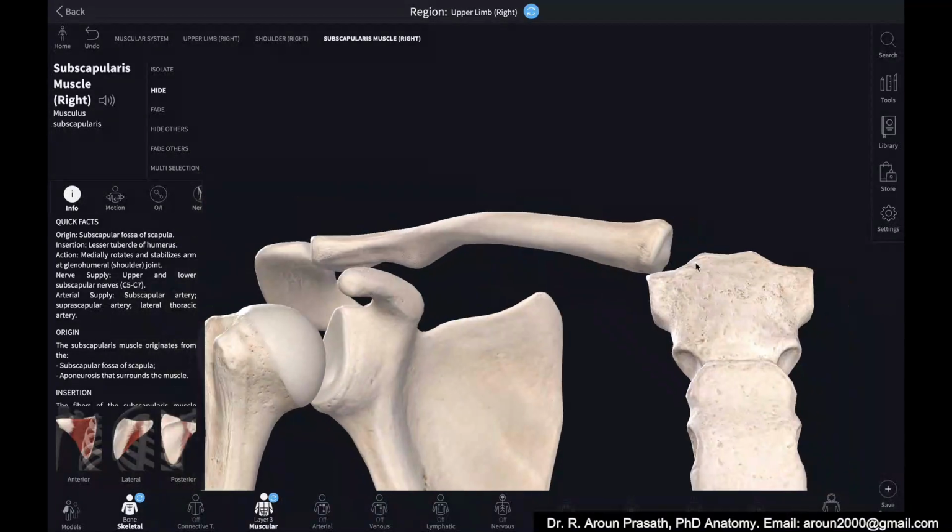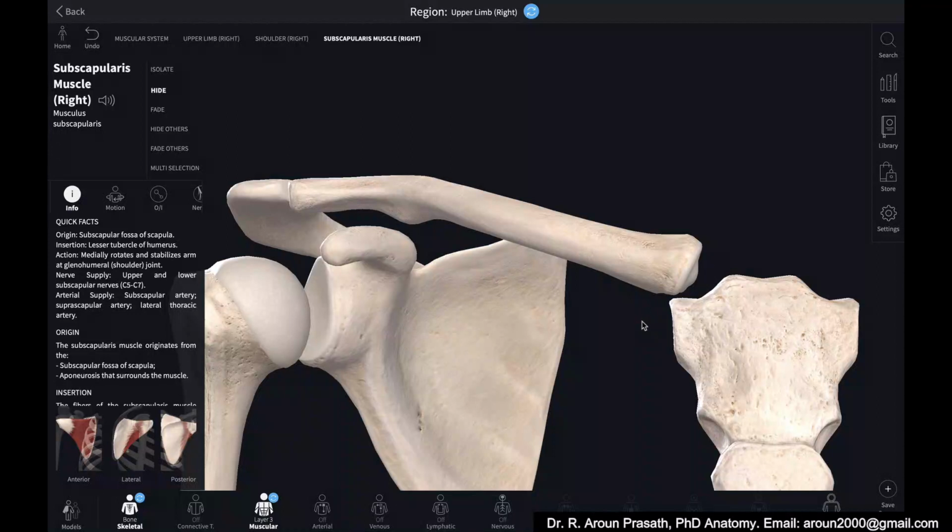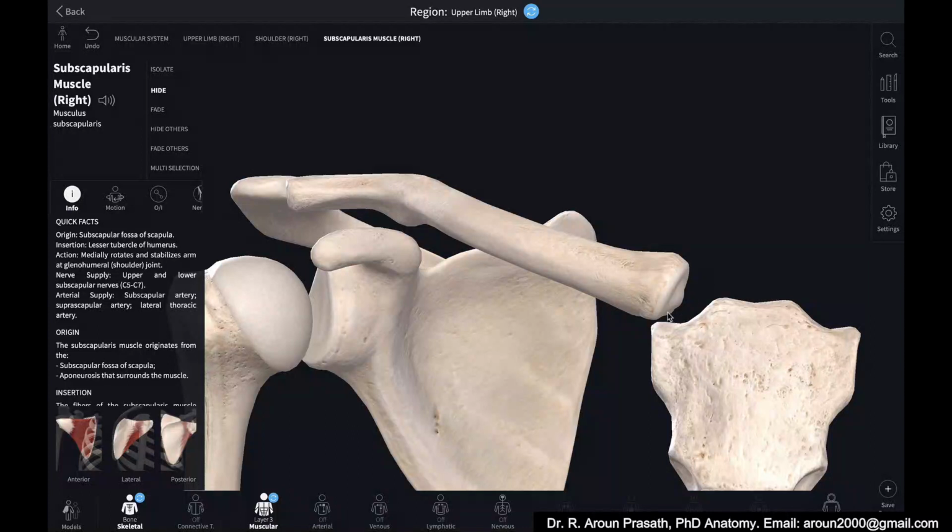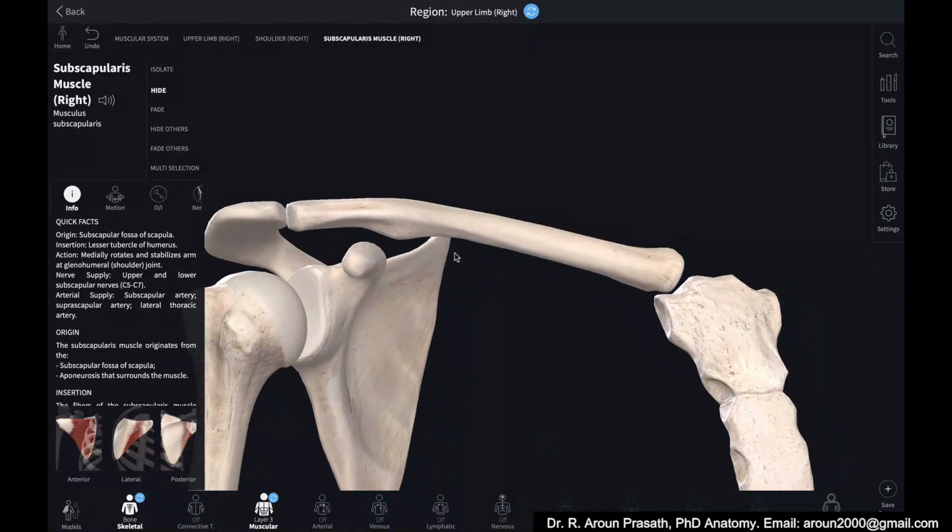When we discuss the joints, we will discuss the articulating disc that is present between these bones. Now let's focus only on the bones.